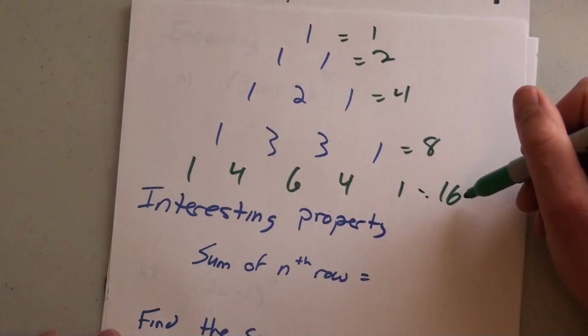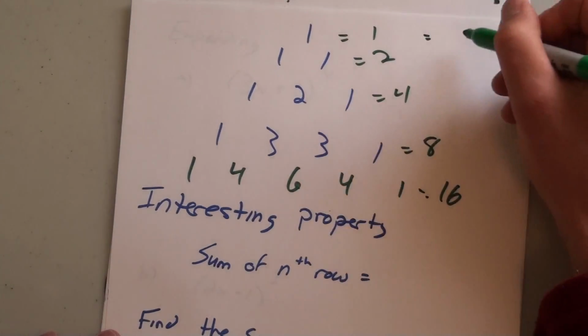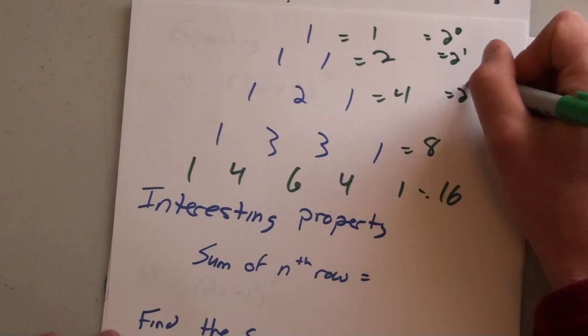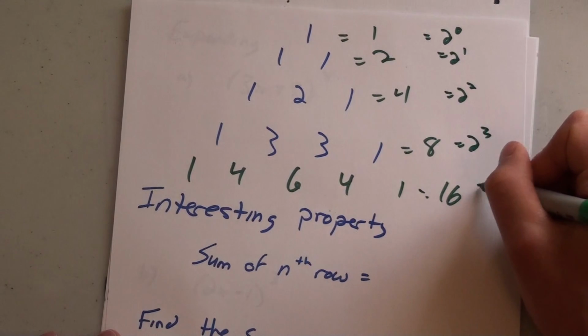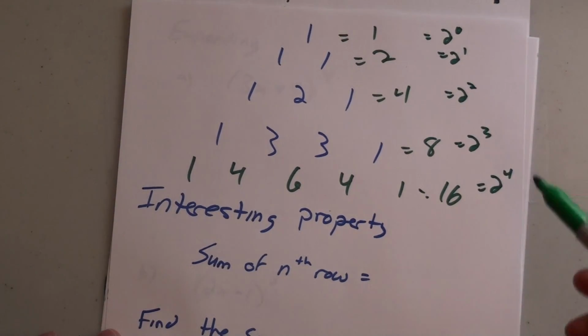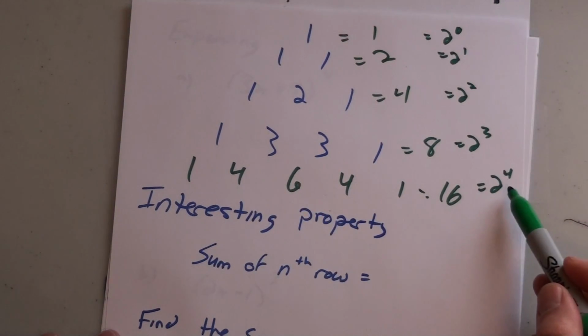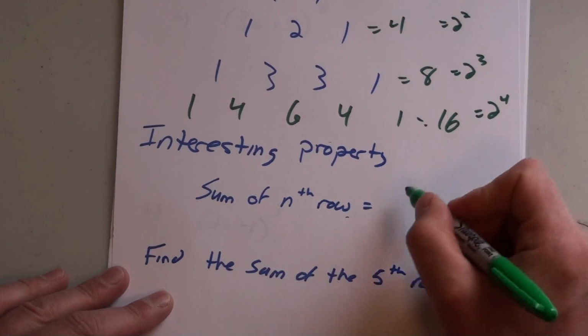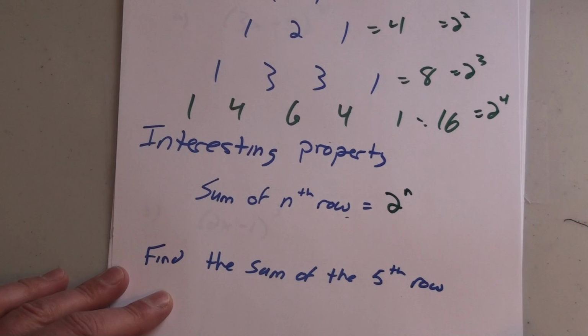Notice how the sum is doubling every time? It's actually a power of 2. This is 2 to the exponent 0, 2 to the exponent 1, 2 to the exponent 2, 2 to the exponent 3, 2 to the exponent 4. It's the 4th row, and it's 2 to the exponent 4. The 5th row would be 2 to the exponent 5. So the sum of the nth row is actually 2 to the exponent n.